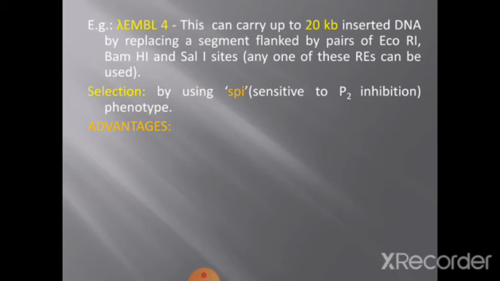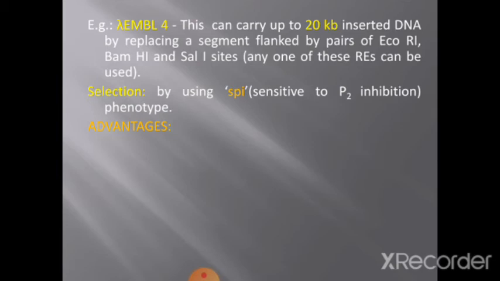Say, if an Escherichia coli is infected by P2 phage, such E. coli cannot be infected by the lambda phage DNA, and therefore they are said to be SPI. SPI means sensitive to P2 inhibition.